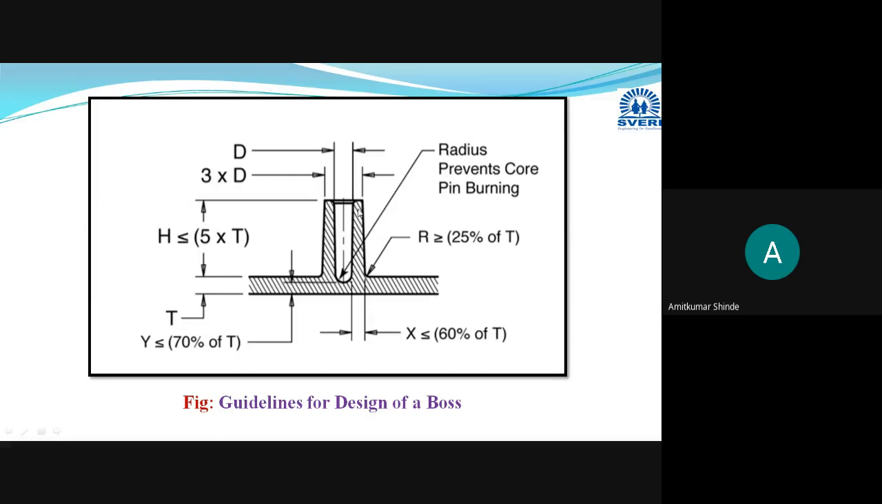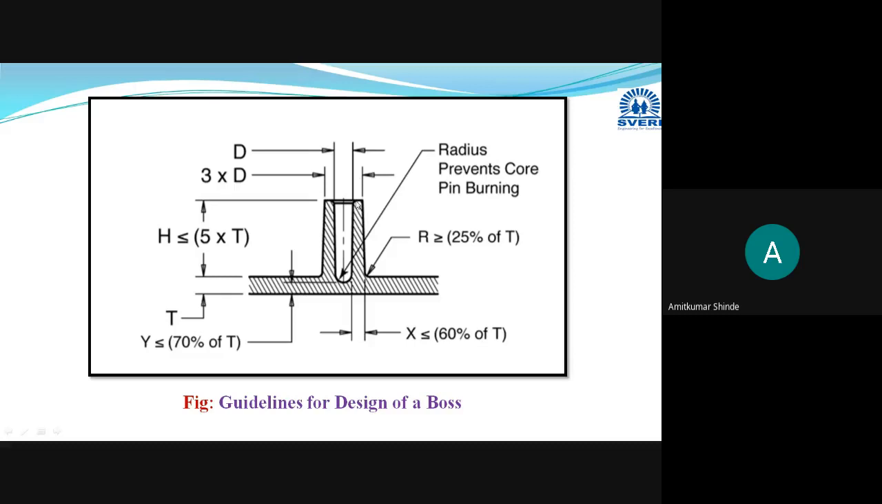Whichever thickness here, this is the thickness of the boss. Now the thickness of the boss should be less than the wall thickness, whichever wall you are using, and you have to use a parameter: it should be at most 60% of the wall thickness.